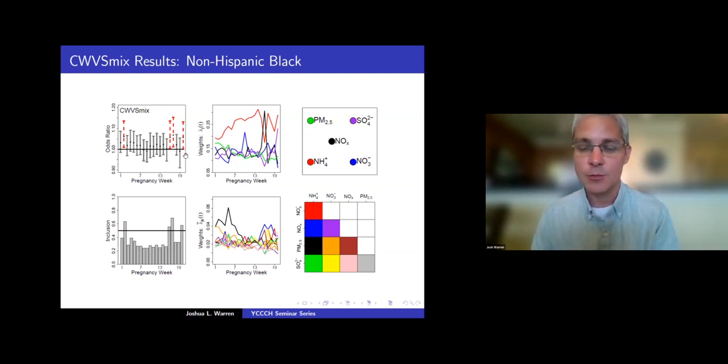Now the question becomes, well, what are you talking about when you talk about the exposure? Like, what is the mixture that you're talking about in week 2, for example? Because we have 5 pollutants and their interactions floating around.